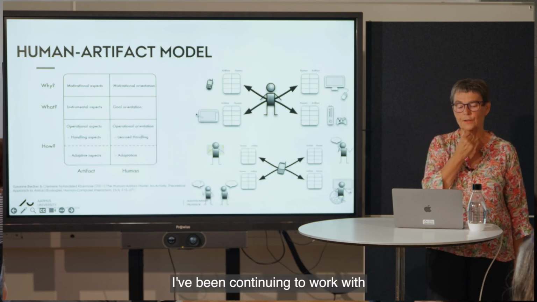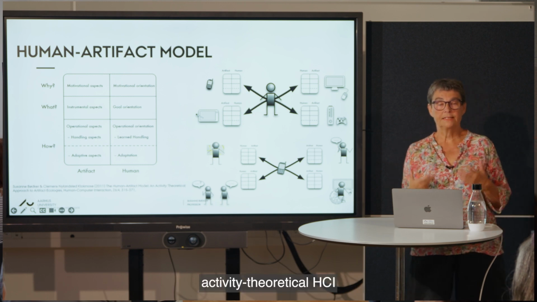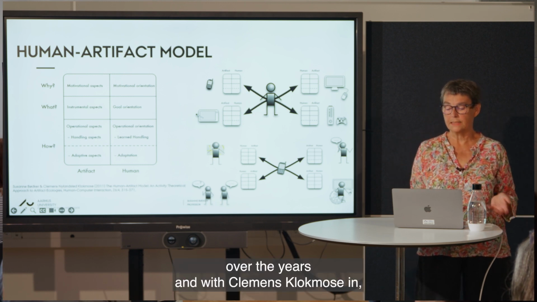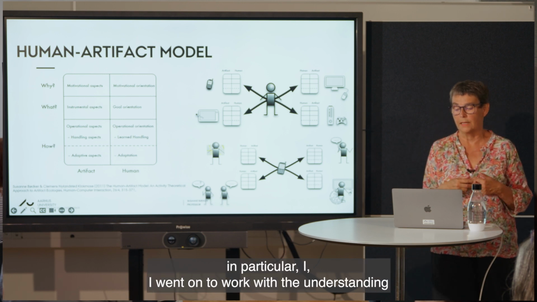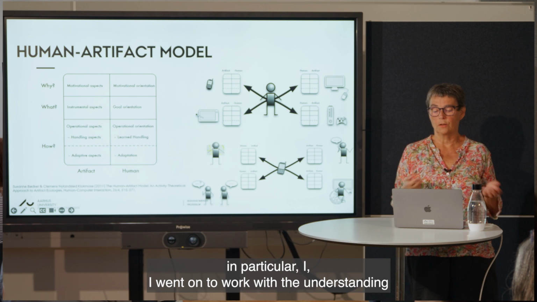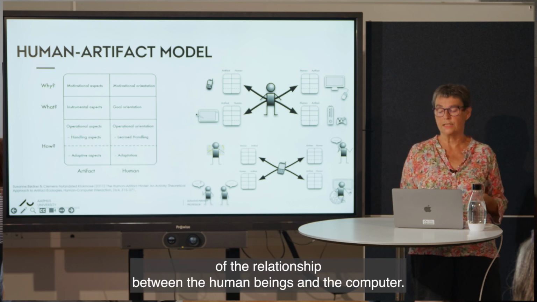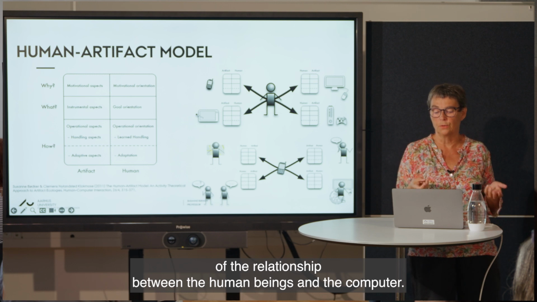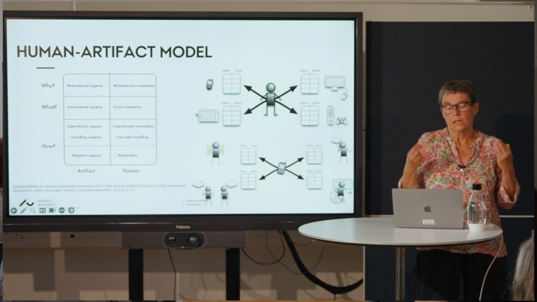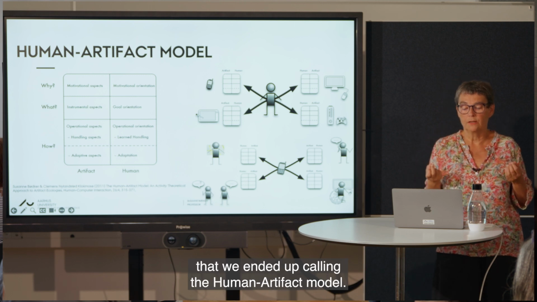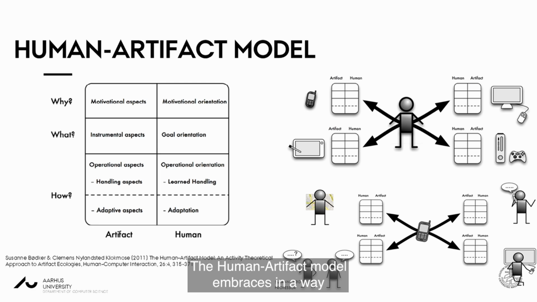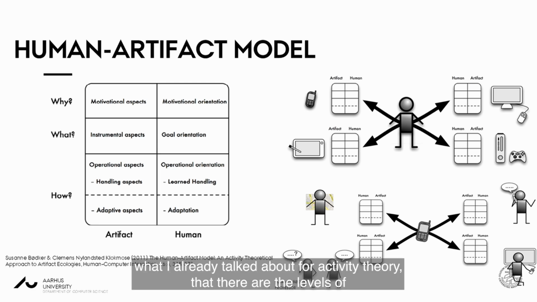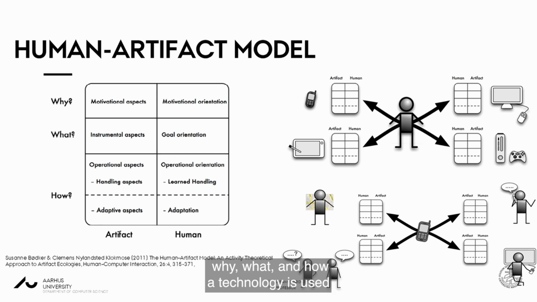I've been continuing to work with activity theoretical HCI over the years, and with Clemens Klokmose in particular, I went on to work with the understanding of the relationship between human beings and the computer through this thing that we ended up calling the human artifact model. It embraces what I already talked about for activity theory, that there are the levels of why, what, and how a technology is used by a human being in a particular situation.